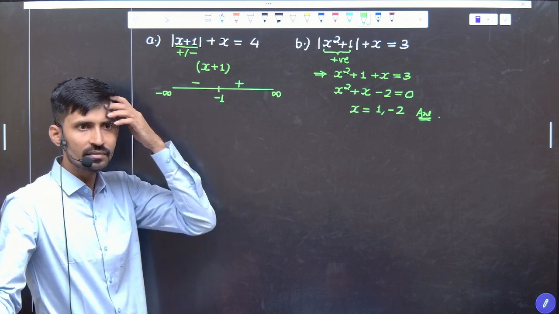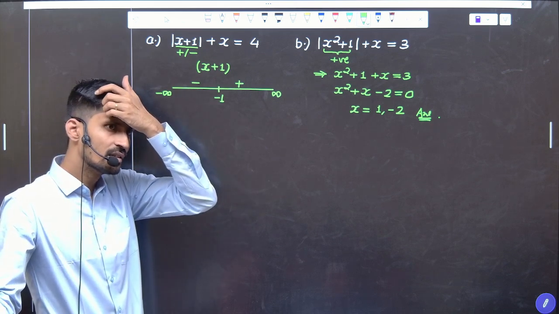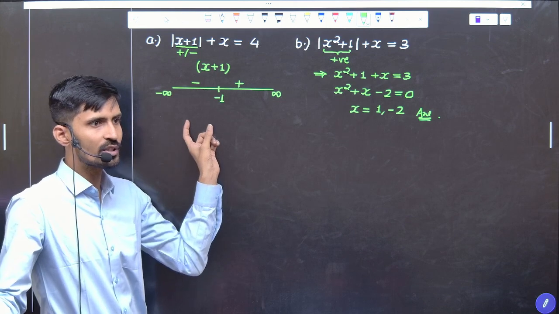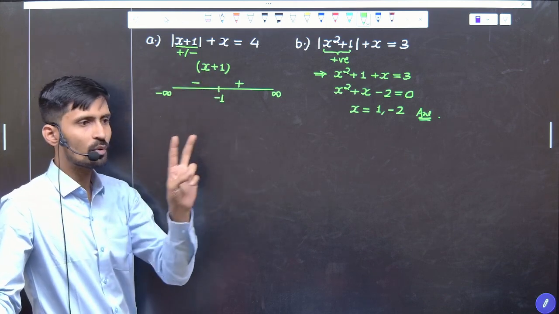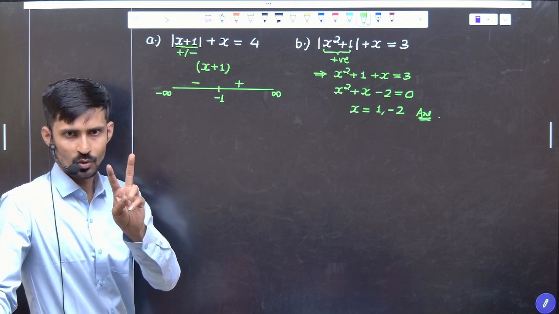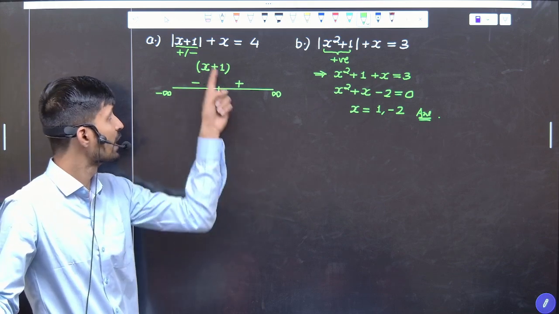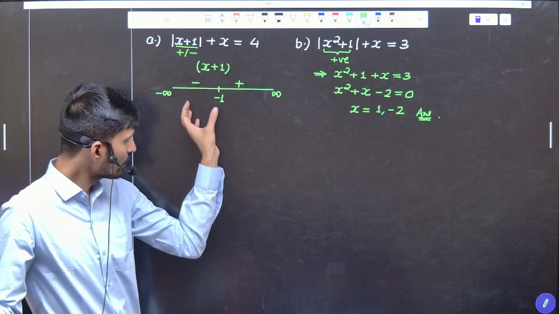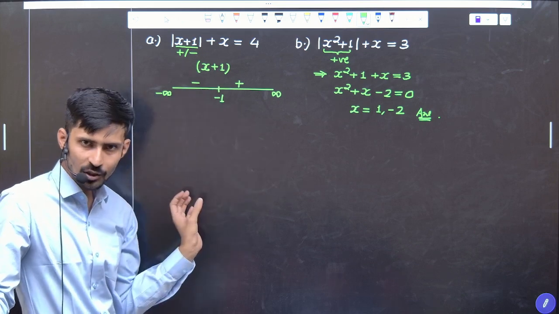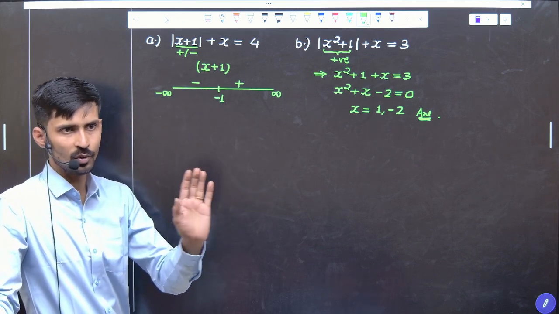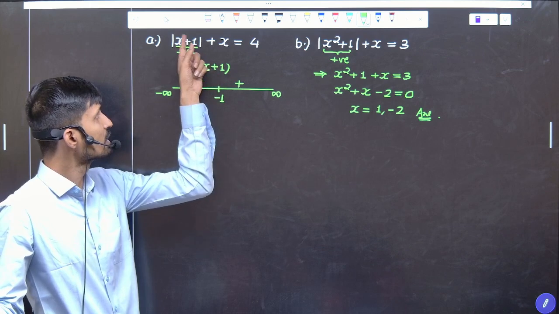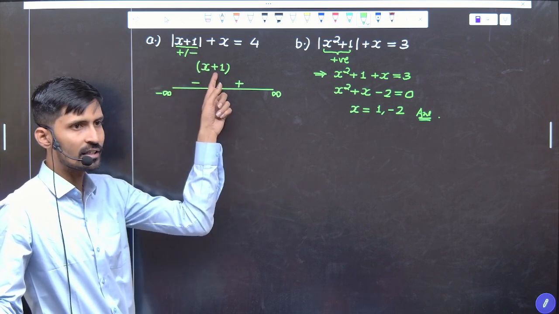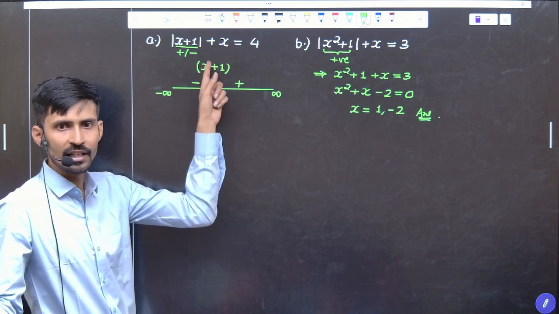Understood? So this question, the modulus, we have to remove in two different ways: one when x plus 1 is positive, one when x plus 1 is negative. Now whatever I am going to write here, only that part you have to learn, the rest you already know. See, this x plus 1, I will write here and draw its sign on the number line.